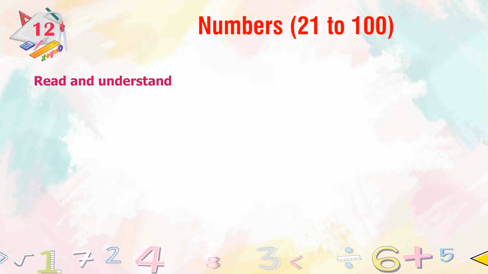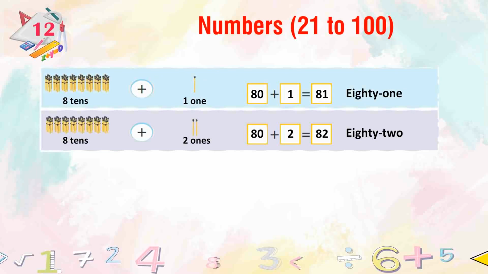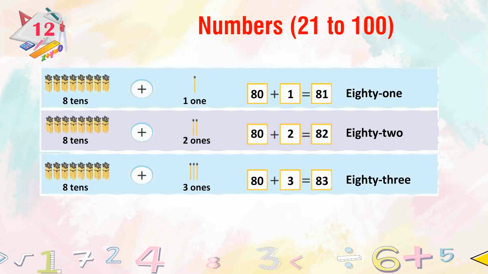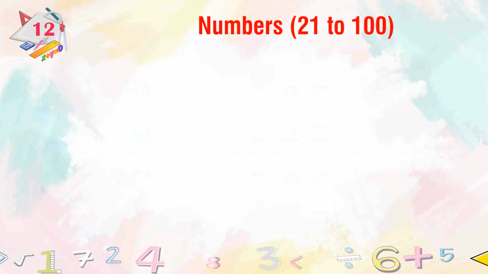Read and understand the numbers from 81 to 90. 8 tens plus 1 one, 80 plus 1 is equal to 81. 8 tens plus 2 ones, 80 plus 2 is equal to 82. 8 tens plus 3 ones, 80 plus 3 is equal to 83. 8 tens plus 4 ones, 80 plus 4 is equal to 84.